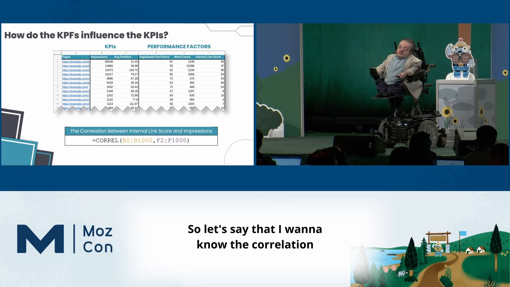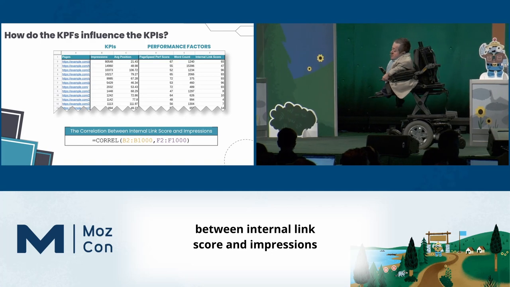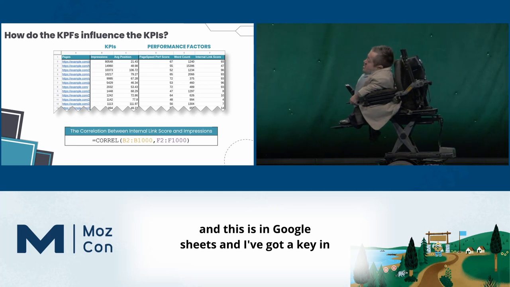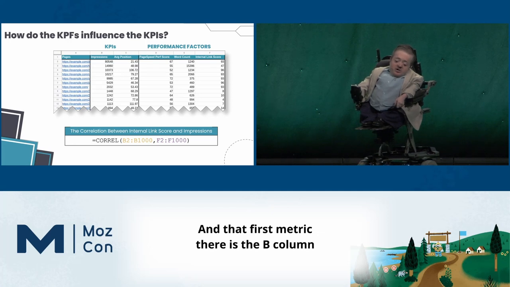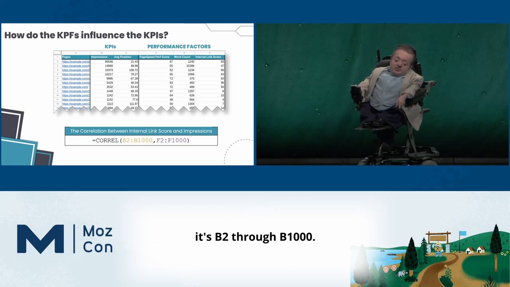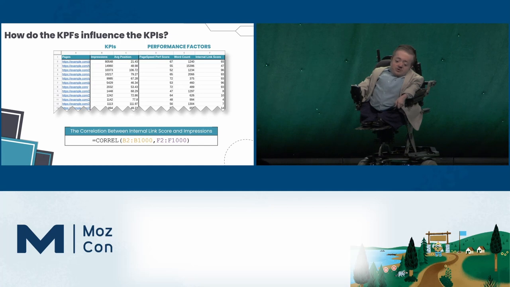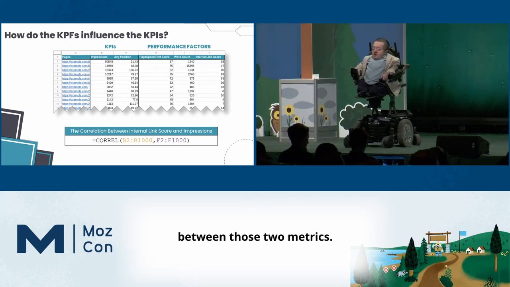So let's say that I want to know the correlation between internal link score and impressions. And all I've got to do is take my data set that I've just assembled here, and this is in Google Sheets, and I've got to key in this formula for correlation, and that first metric there is the B column, and that's the impressions. You see it's B2 through B1000. And then that second one is the internal link score. So that's F2 through F1000 right there. And what this is going to do is it's going to give us the correlation between those two metrics.